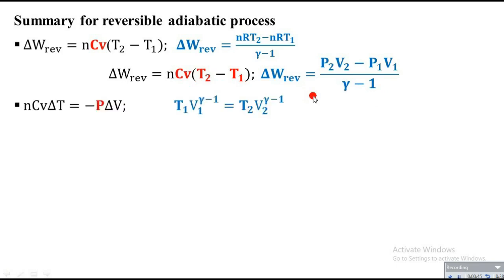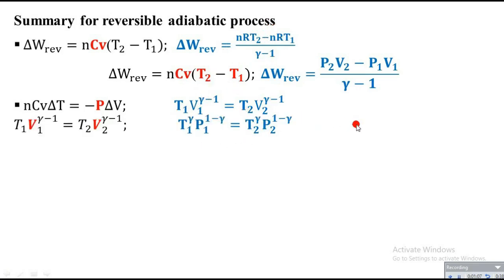nCV dT is equal to minus P dV. We rearranged and integrated to obtain the first equation to calculate the temperature. The two equations are used to calculate the work done in the reversible adiabatic process, and this one is used to calculate the final temperature. Then we rearranged this equation. Here we replaced the volume to get the second formula to calculate the final temperature. Then we rearranged this equation to obtain this one, P1 over P2.